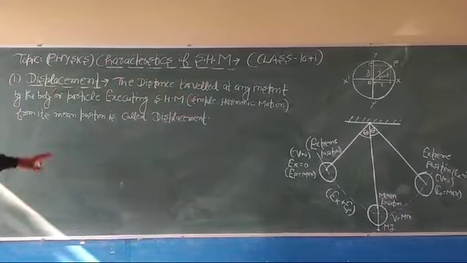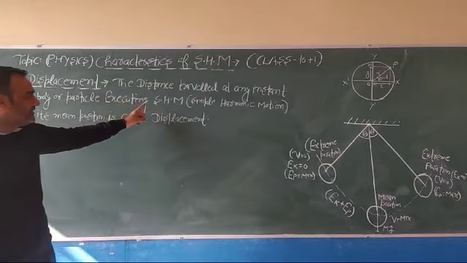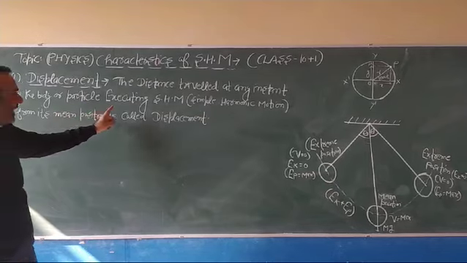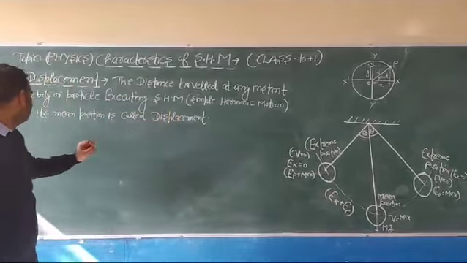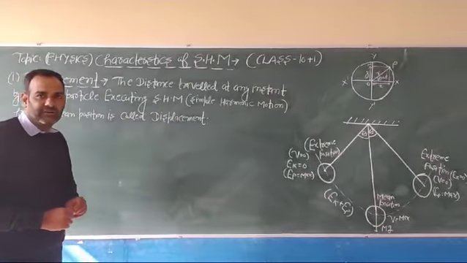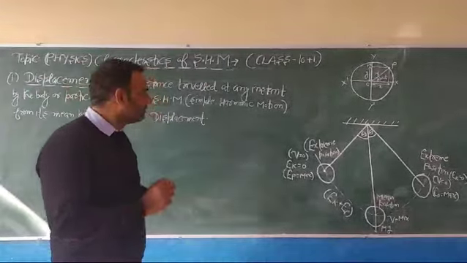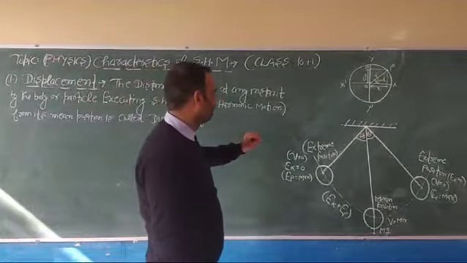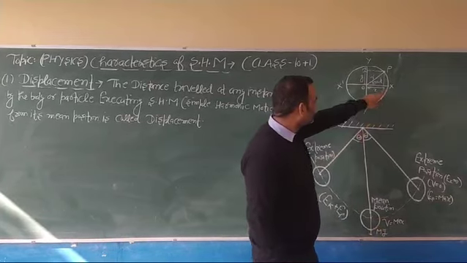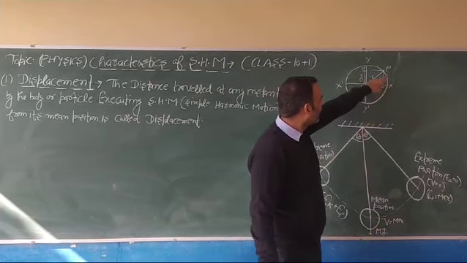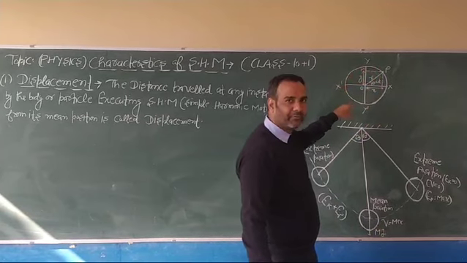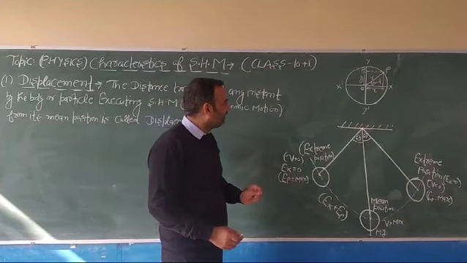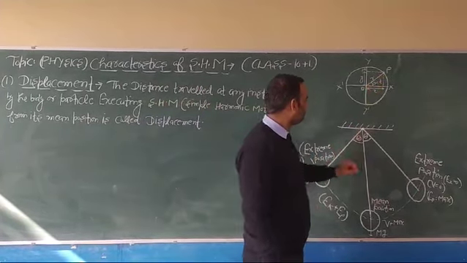Our first characteristic is displacement. The distance traveled at any instant by the body or particle executing simple harmonic motion from its mean position is called the displacement. Let's see, here we have a particle that starts from x and moves with constant angular velocity omega in a circular path of radius r. At any instant this particle is at point P.